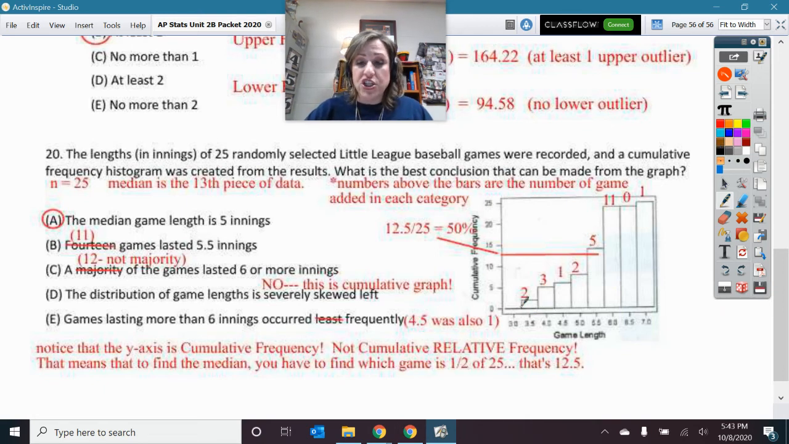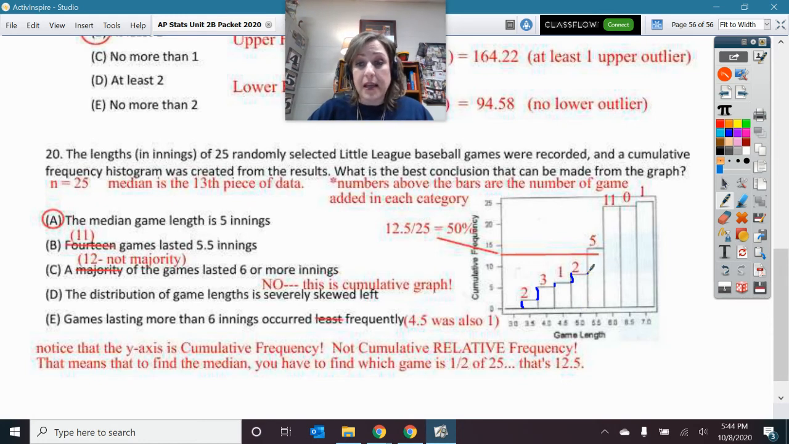So that's adding. I can tell right here, look, 2 games went 3.5 innings. Now, for this next one, how many were added to it? Well, 3 were added to it for a total of 5. So 3 games were 4 innings long. Now it added one more. So 1 game was 4.5 innings long. Then it added 2 more. So 2 games were 5 innings long.